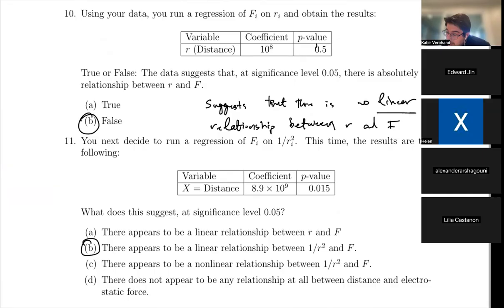So in question 10, here you're trying to fit this kind of model. F equals beta 1 times R. This is the model that you're trying to fit. And you're trying to test the hypothesis beta 1 equals 0 versus beta 1 not equal 0. Now, this p-value says we can't necessarily reject this null hypothesis, so we don't really know if there should be a linear relationship or not.